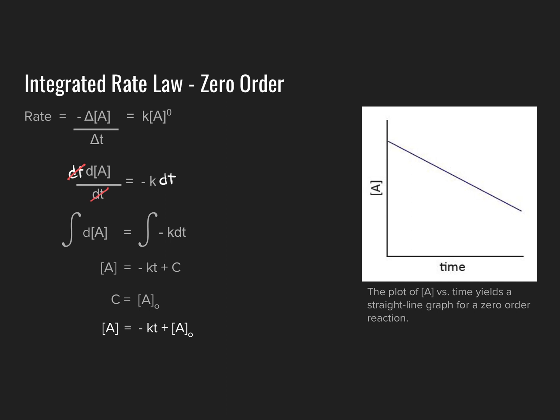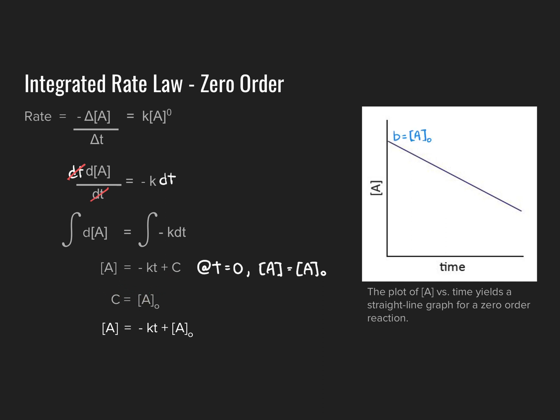We'll take the integral of dA, which gives me simply the concentration of A, and then on the right-hand side, the integral of minus k dt would yield minus kt plus some constant c. Thinking logically about this the same way we did in the previous slides, if we insert time equals 0 into this expression, that would be under the initial set of conditions for our system, so the value of that constant c would simply be equal to A's concentration under the initial conditions.